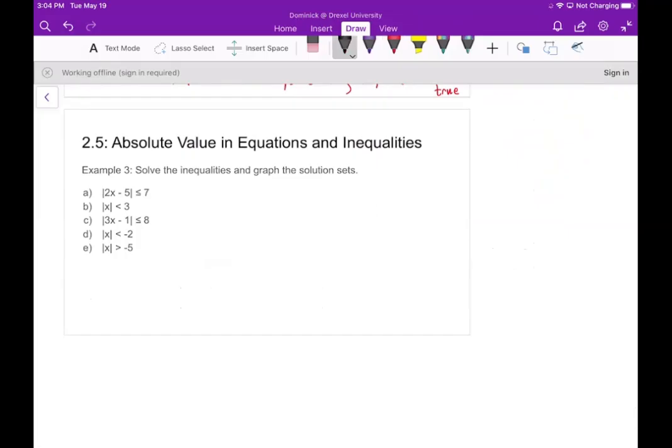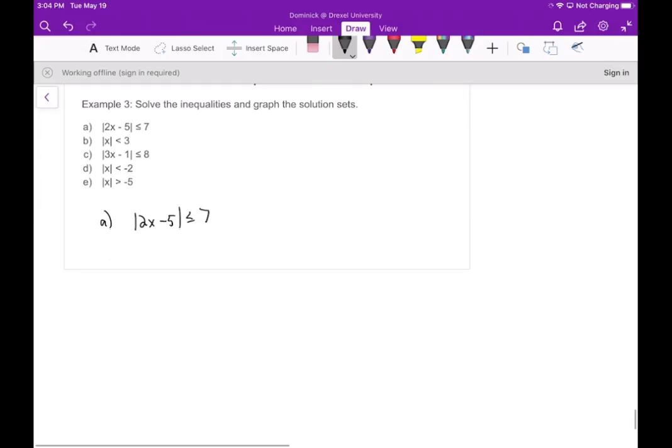So in part A, we have absolute value of 2x minus 5 less than or equal to 7. All right, so that number on the other side is positive, so that's when we do our usual thing. On one of them, I'm going to leave my inequality sign the same and use the positive number. And on the other one, I'm going to switch the direction of the inequality sign and use the negative number.